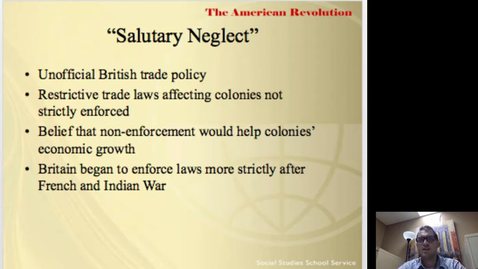This is salutary neglect. One factor which led to friction between the colonies and England was its moving away from the policies of salutary neglect. Under this policy, the British didn't bother to enforce many of the laws affecting colonial trade. The logic was if England didn't restrict colonial trade, the colonies' economies would grow and benefit from both them and the mother country. The British government generally left the colonies alone to make their own decisions, allowing them a fair amount of self-government and control over their own matters.